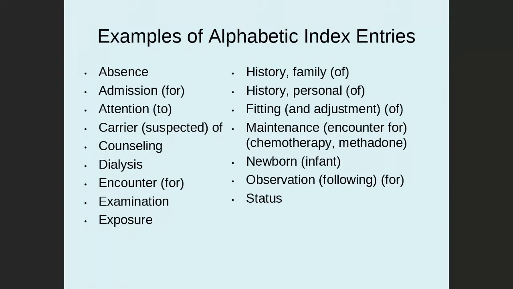So sometimes the hardest part of using Z codes is finding them in the alphabetic index. So here's some possibilities. Make yourself some notes in the beginning of the index or the beginning of the Z code section about what to look up, because these are not always the first thing that comes to your mind. So you have absence, admission for, attention to, carrier, counseling, dialysis, encounter for, examination, exposure, history family, history personal, fitting, maintenance, newborn, observation, and status.